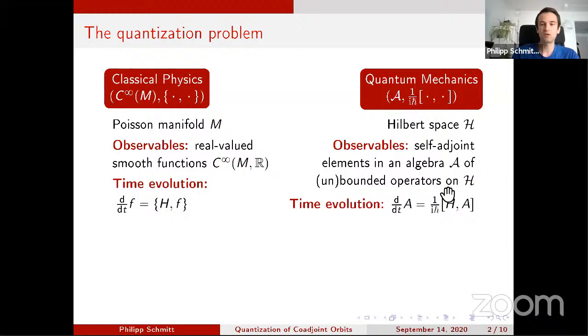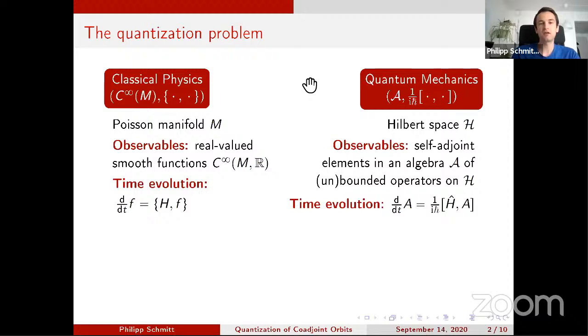So from a mathematical point of view, if you look at the mathematical structure, then on the classical side, we have the smooth functions on our manifold together with a Lie bracket, and this Lie bracket is just given by the Poisson bracket. Whereas on the quantum mechanical side, we have a non-commutative algebra, and then the commutator rescaled by this i times h bar serves as a Lie bracket. So the observable algebras, their structure is rather similar.